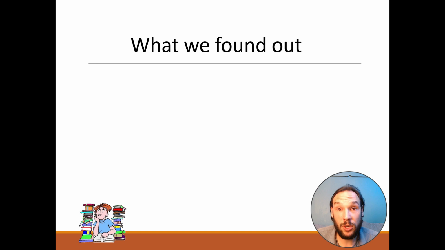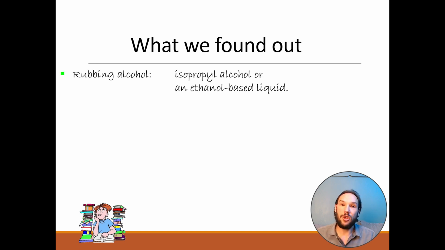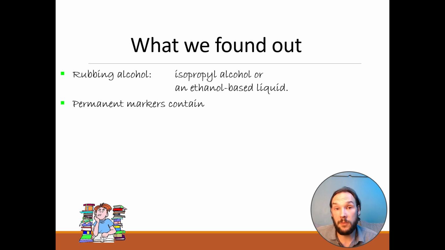All right, let's have a look at what we found. So first and foremost, rubbing alcohol. The main ingredient is either isopropyl alcohol or ethanol, which makes up the main part of this liquid. Permanent markers, on the other hand, contain multiple ingredients.